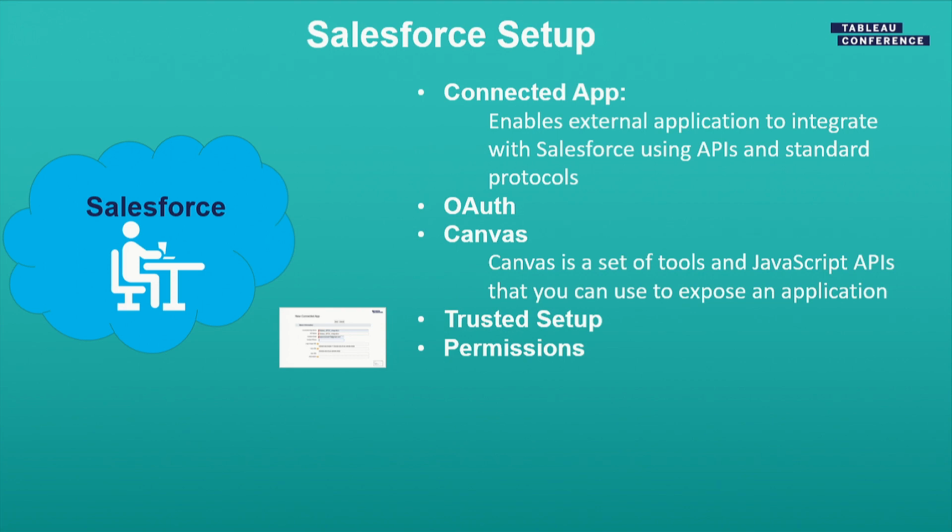Then we also need to see the Canvas. It's nothing but it talks over JavaScript APIs to actually talk to the Tableau server. Then the setup is all trusted. We saw we're going to generate a secret key. That secret key is what makes this communication trusted. Then the permissions. The people who are accessing the Canvas need to have the Canvas permissions to access the Canvas app in order to communicate with Tableau. So let's look at how we can set up this Canvas app in Salesforce.